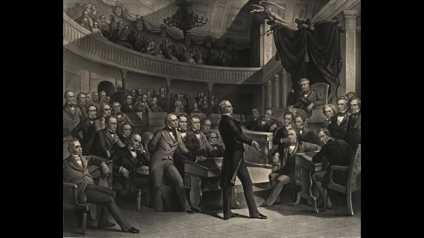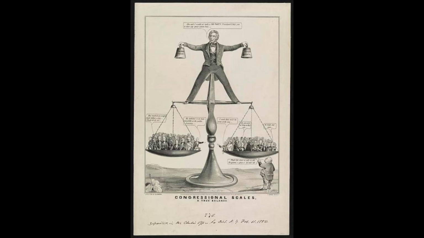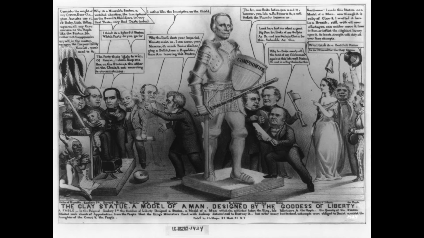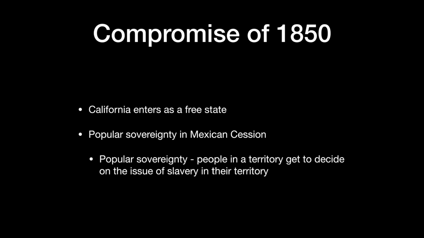This time, Kentucky Senator Henry Clay, with the support of Massachusetts Senator Daniel Webster, developed a compromise that would become known as the Compromise of 1850. The compromise intended to relax sectional tensions by appeasing Northerners and Southerners. The compromise contained 4 elements. First, California would enter the Union as a free state. Second, New Mexico and Utah would have popular sovereignty regarding the slavery issue.